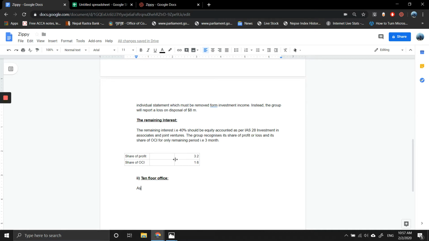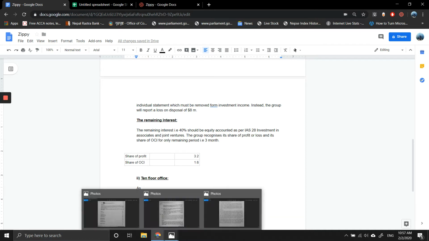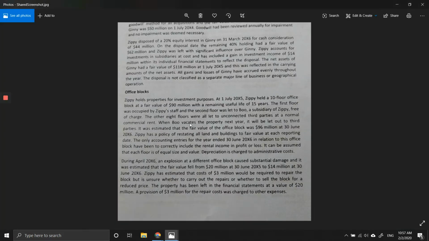So in question number 2, what we need to look out for is that there is a 10 floor office building, all right? Zippy holds properties for investment at 1st July 2005. Zippy held a 10 floor office block with a fair value of 90 million and a remaining useful life of 15 years. The first floor was occupied by Zippy's staff. The second floor was let to Boo, a subsidiary of Zippy, free of charge. The other 8 floors were rented to unconnected parties, right? When Boo vacates the property next year, it will be let out to third parties.